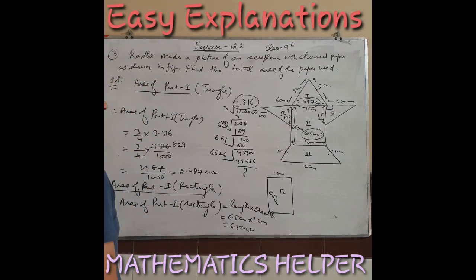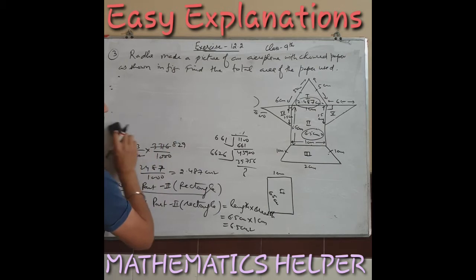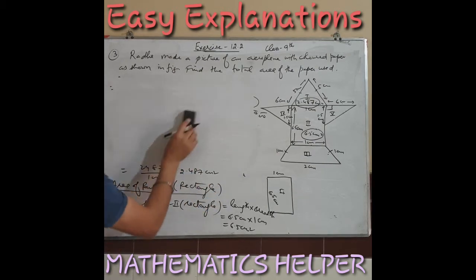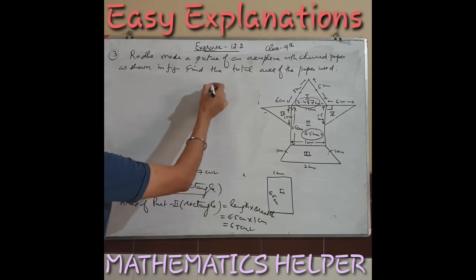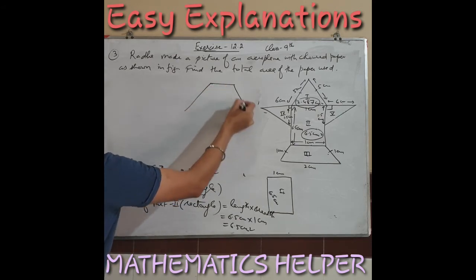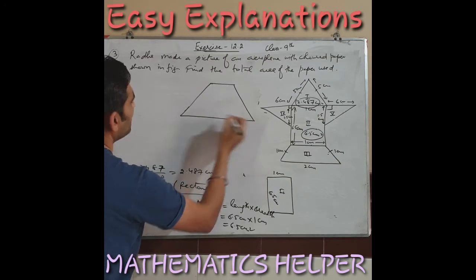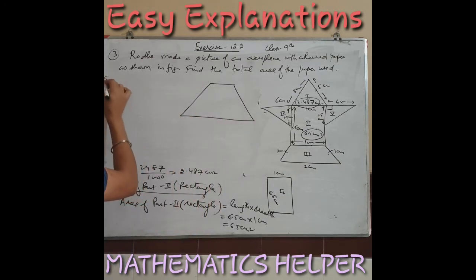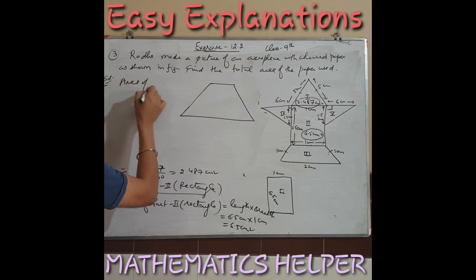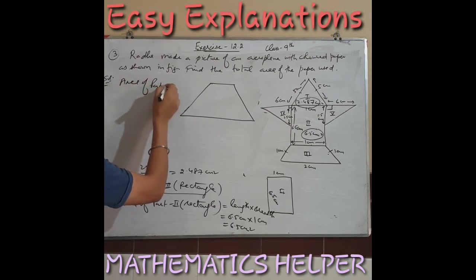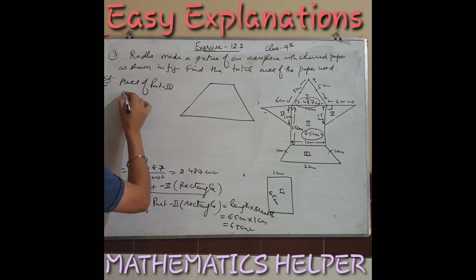Now the next one, part number 3, which is the most important part here, and the long calculation is of only this third part. See what is given in the third part. I am going to draw the diagram again. So the diagram for this third part. The third part is like a trapezium. So I am writing here the area of part 3. What is this third part? It is a trapezium.